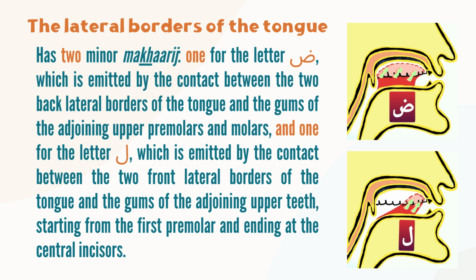Then one for the letter lam, which is emitted by the contact between the 2 front lateral borders of the tongue and the gums of the adjoining upper teeth, starting from the first premolar and ending at the central incisors. Al, al, al.